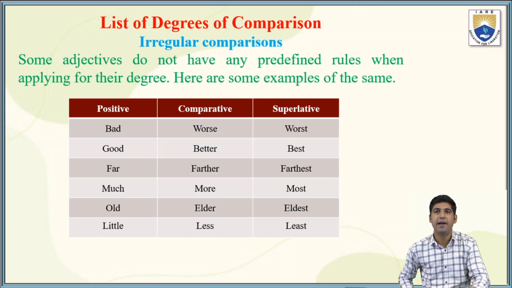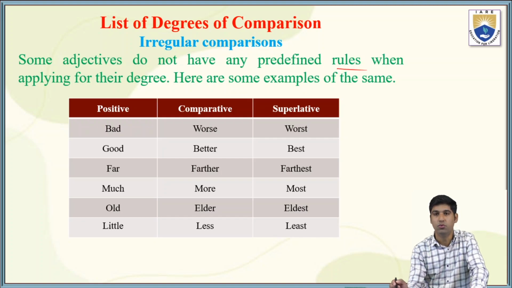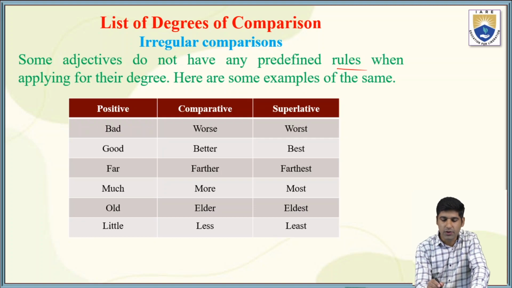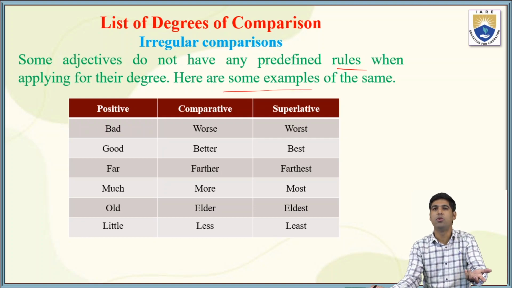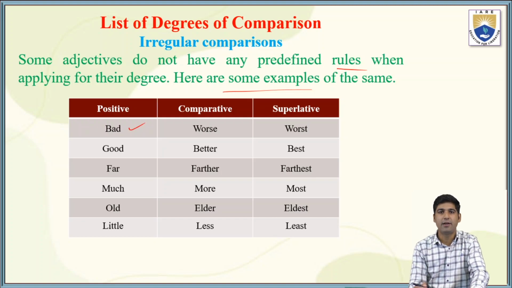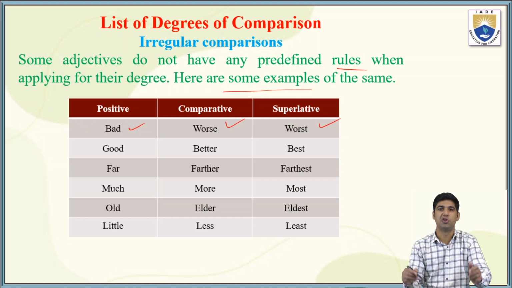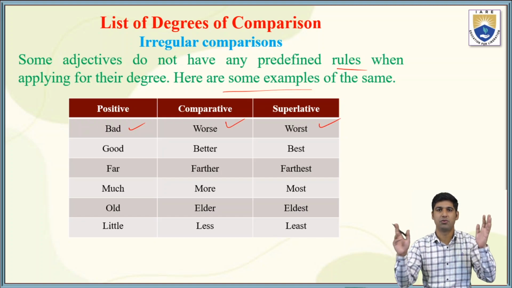Then we have some irregular comparison. There are some adjectives that do not have any predefined rules when applying for their degree. As I told you, there are some things where rules cannot be applied. See, we have an adjective bad. It should be badder or baddest, or more bad, most bad. But no, it's worse and worst. Sir, which rule have you applied? I can say no rule.